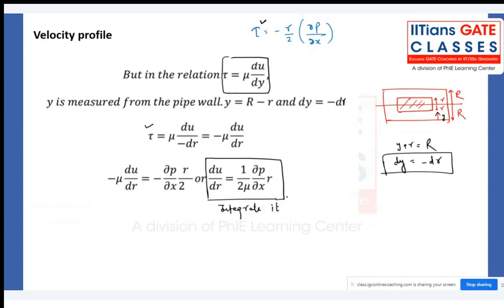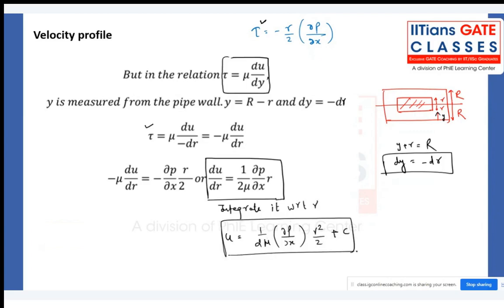When you do the integration, what you will be getting? 1 upon 2 mu dou p by dou x, integrating with respect to r, obviously, right? We have the variable r, so I'll be integrating with respect to that. R square by 2 plus c. That is my first equation. This is constant. Y is varying, small r is varying, not capital R. So dr will be 0. Differentiation of that will be 0.